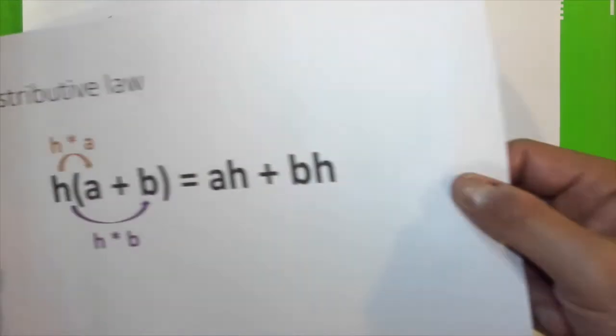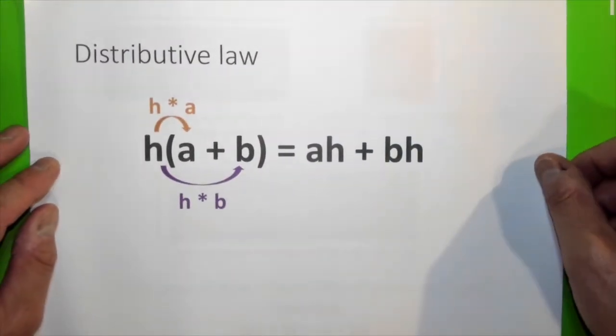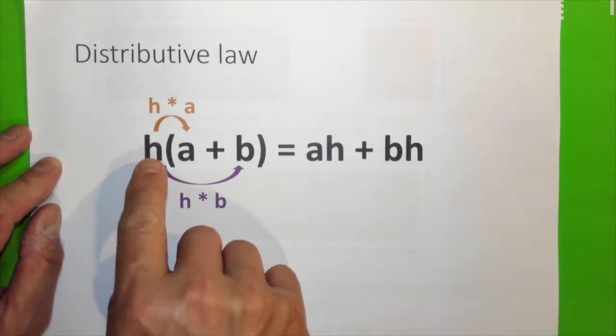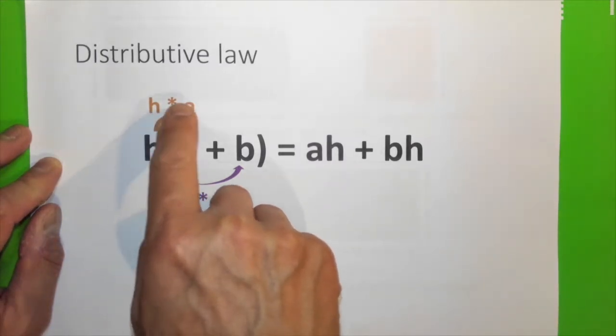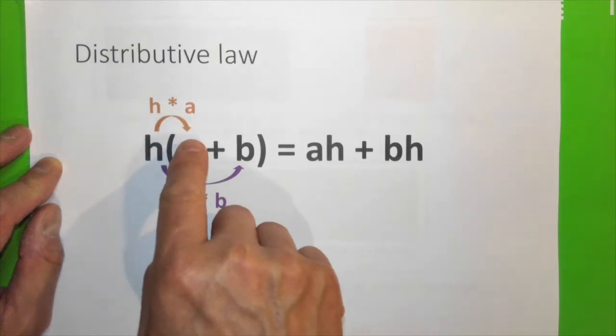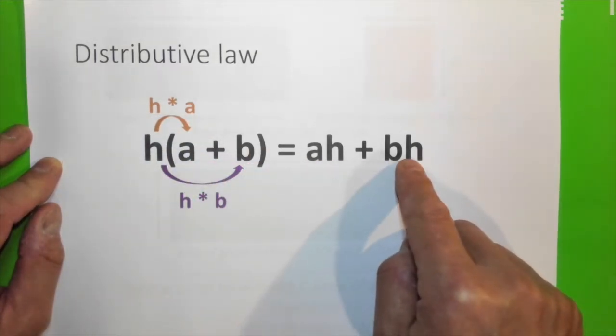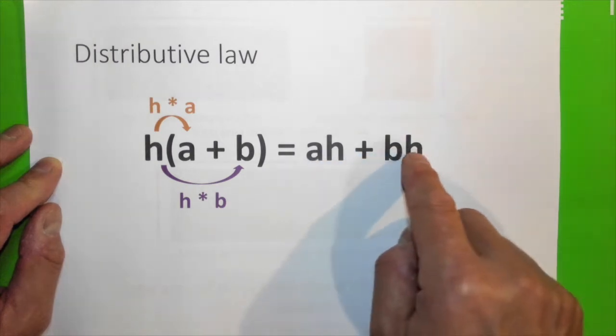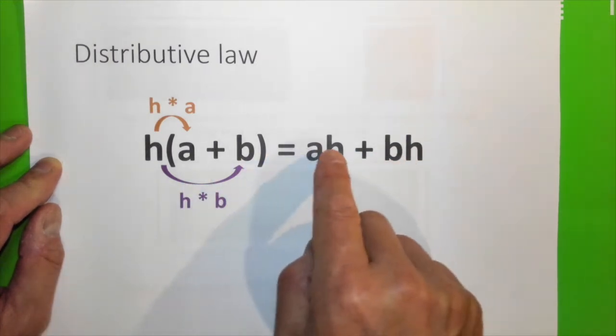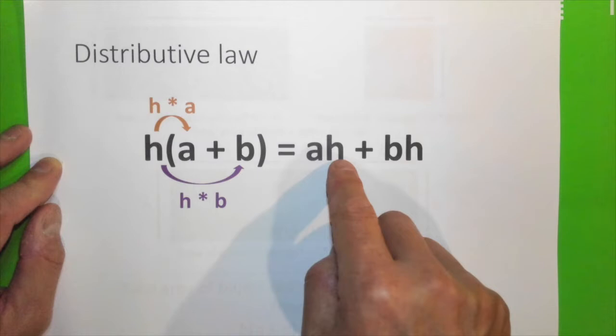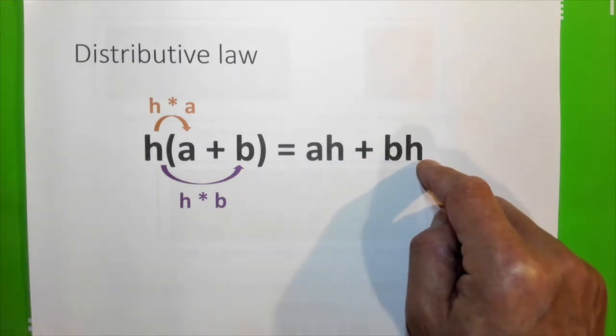This is actually a distributive law. We are actually expanding. We multiply H into this bracket, so H times A gives us AH, H times B gives us BH. It could be HA or HB. However, we normally write it with AH and BH.